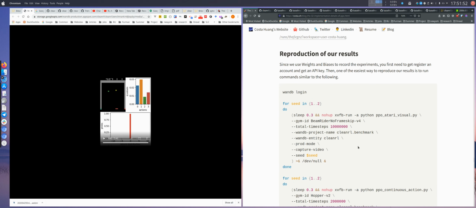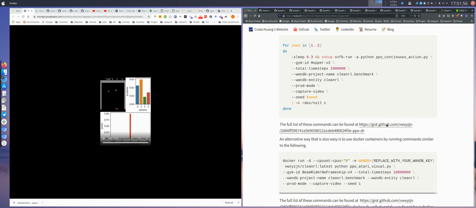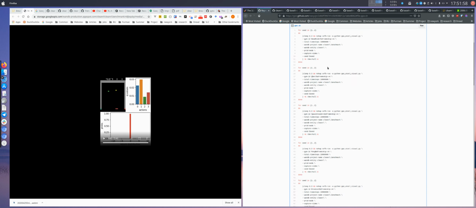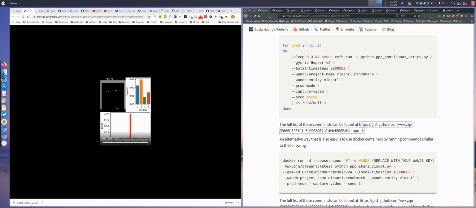And yeah, some notes on reproduction of all of the results. It's published over here. If you want to reproduce everything, just run these commands. I would not recommend running all of them at once, but yeah.